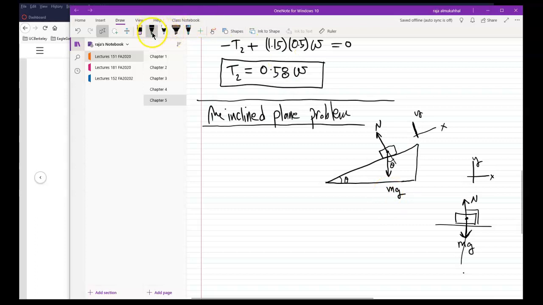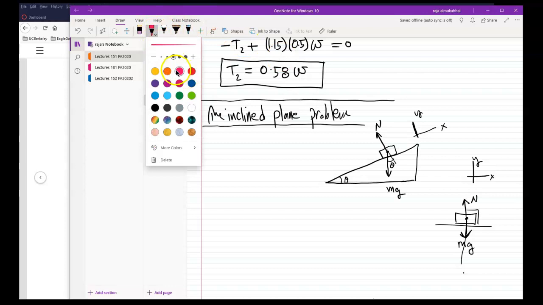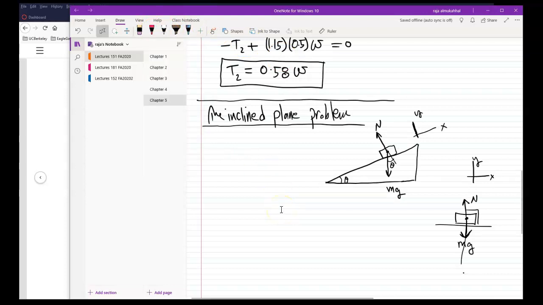Let me put a different color just to show you how that goes. I'll come back to pink. So what will happen is that the mg, and you can memorize those vectors, always the same every time. I'm trying to make it as neat as possible. Here it is. mg cosine theta, and down the inclined plane the mg sine theta. As a matter of fact, it's always the case. So once I get those, then I can ignore this mg because it has been replaced by those two components. You got that, guys?